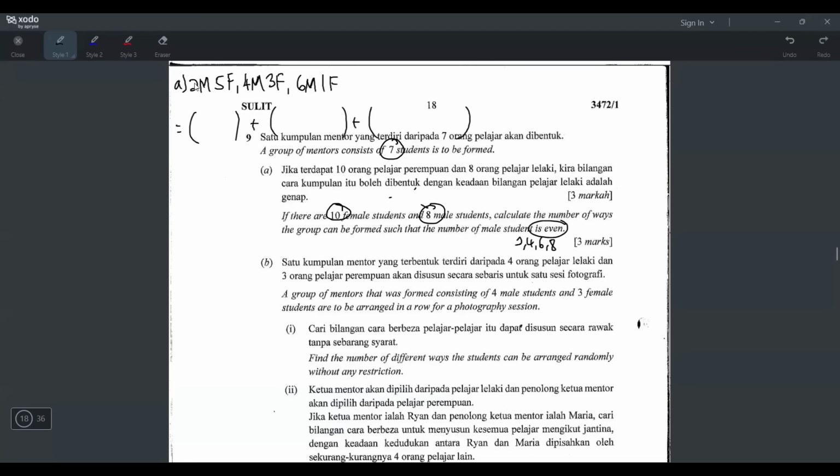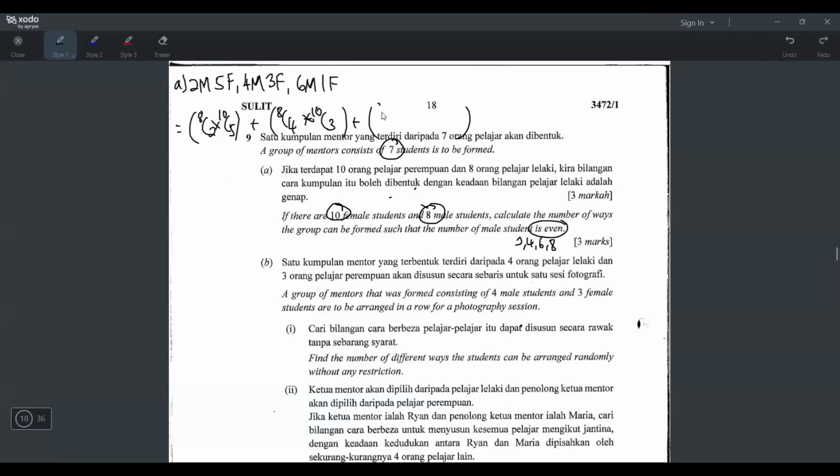Okay, the first option is 2 male, 5 female. We have 8 male and we choose 2. So 8C2, and then from 10 female choose 5, so 10C5, and then times them together. Next, 4 male, 3 female. From 8 male, I want to choose 4, so 8C4. From 10 female, choose 3, so 10C3, times.